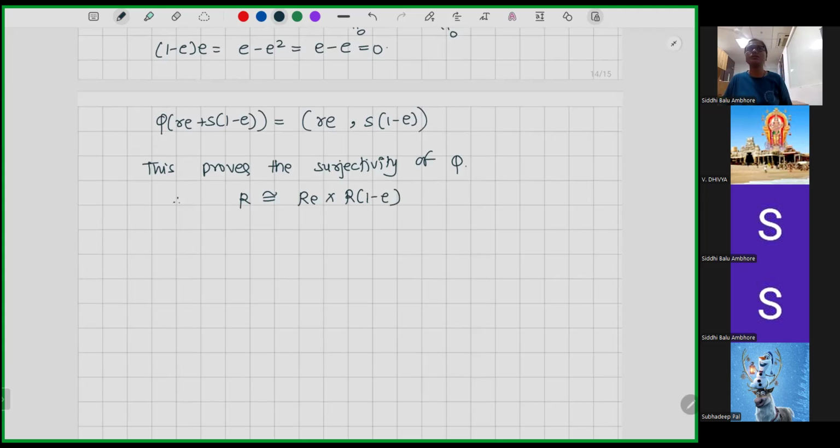So any doubts here, where e is a non-trivial idempotent of R? So is this clear? Okay.